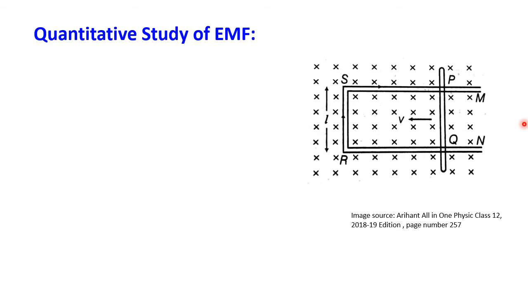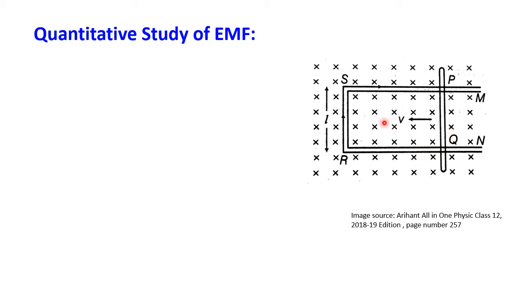Next, quantitative study of EMF, or analysis of physical quantities in the electromagnetic induction topic. So far, we discussed induced EMF and induced current. The remaining physical quantities I will introduce here. Suppose PQRS is an iron rod arranged according to the diagram. On this U-shaped alignment, suppose one rod PQ is moving with a velocity V as shown in the diagram. Suppose here I consider SR length as L.